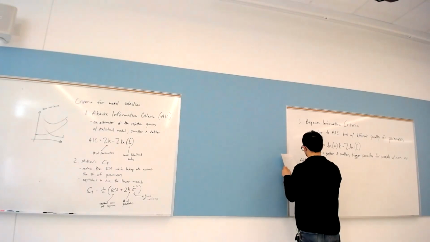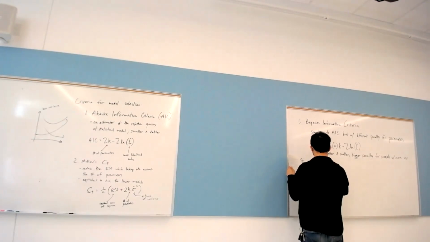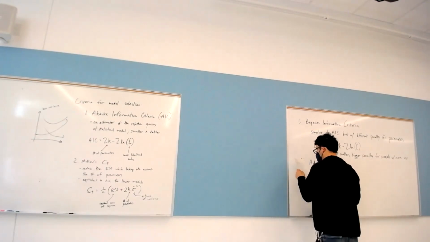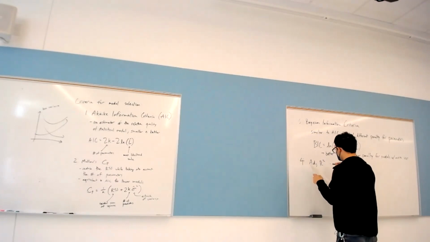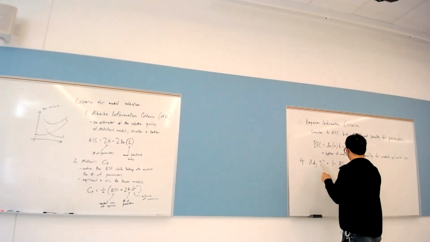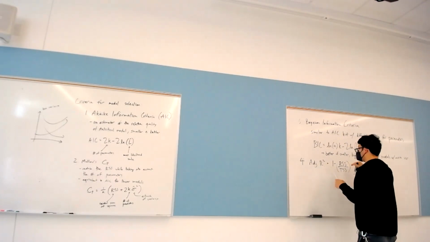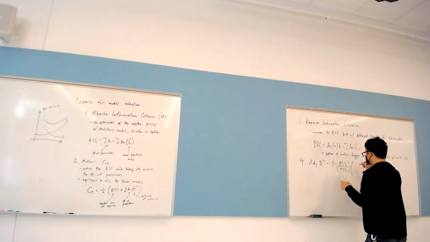Okay. Last one is the adjusted R squared. So 1 minus RSS over TSS. This is the same thing as calculating the regular R squared, but now there's a modifier term, n minus 1 over n minus k minus 1.